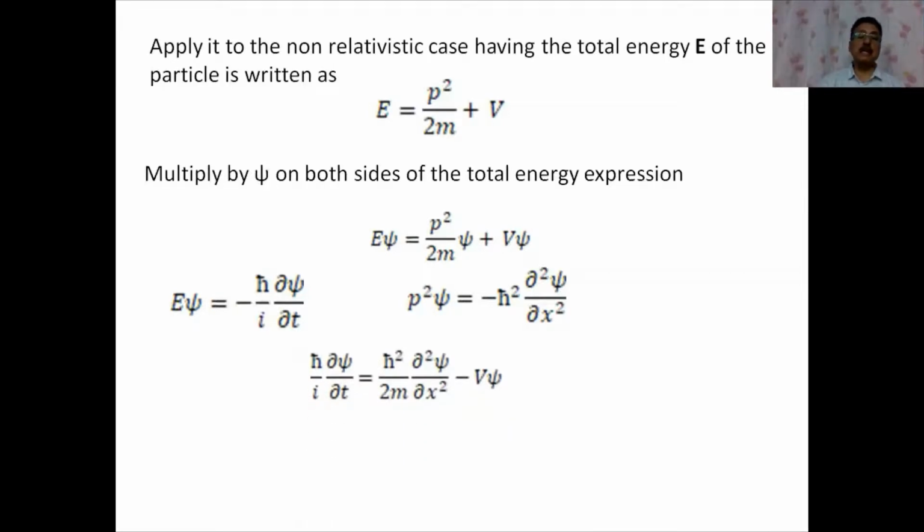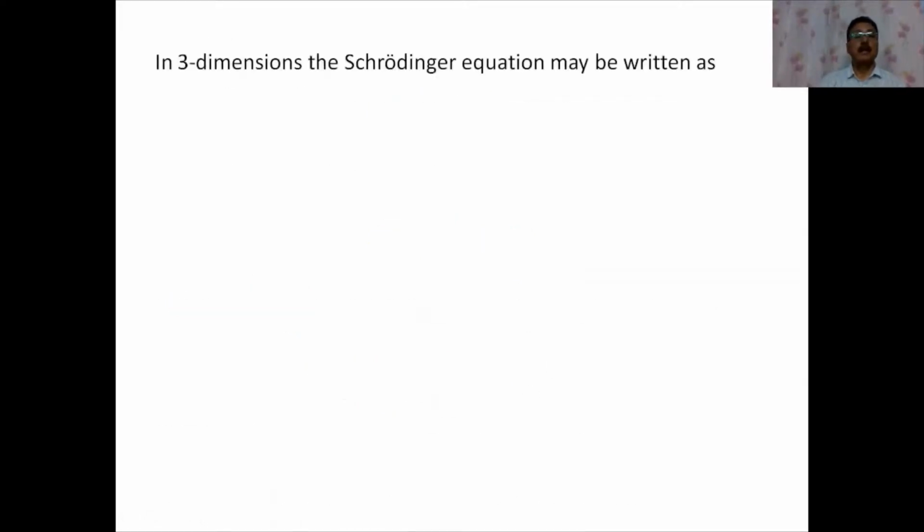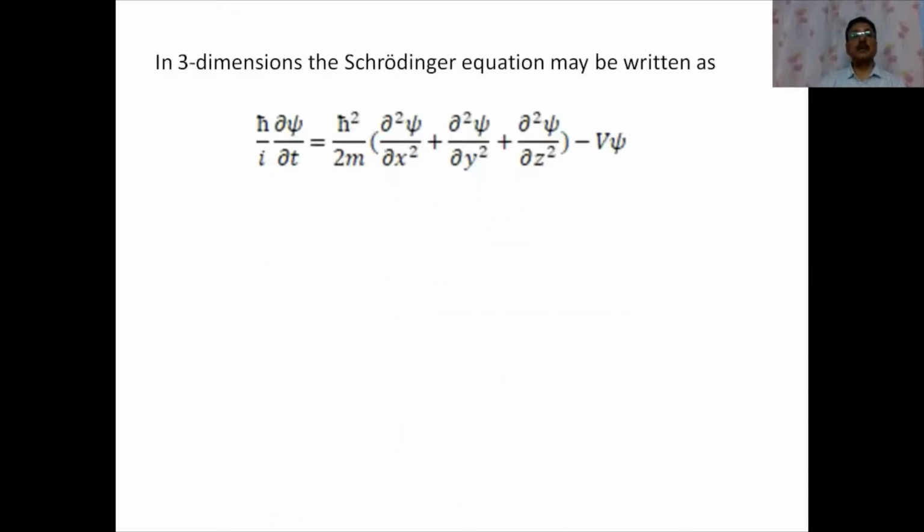h cross by i del psi del t is equal to minus h cross square by twice m del 2 psi del x square plus V psi. Now this is what we call the time dependent Schrödinger equation. The expression that we are seeing over here is the time dependent Schrödinger equation. In 3 dimensions, the Schrödinger equation may be written as this one.